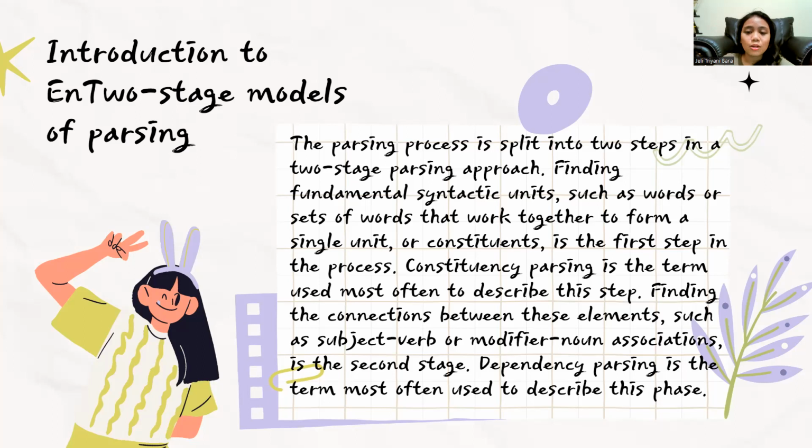So constituency parsing is the term used most often to describe this step. Finding the connections between these elements, such as subject-verb or modifier-noun associations, is the second stage. Dependency parsing is the term most often used to describe this phase. So this is the explanation about the introduction and two-stage models of parsing.